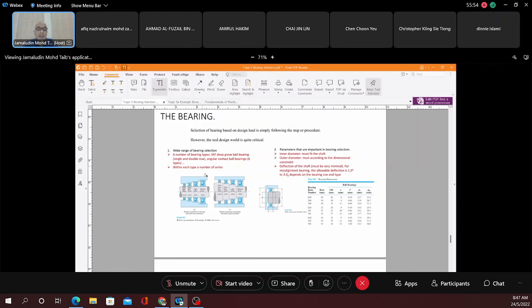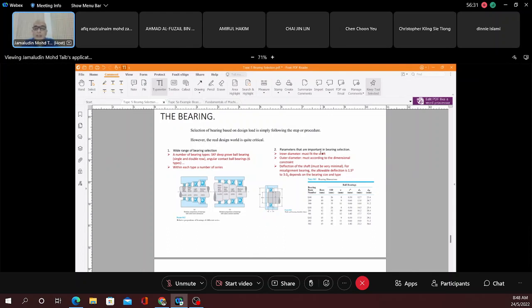Apart from that, for each type, there are 4 series numbers. That means there are various solutions you can choose. One thing that is very important: there are so many types and so much variety. Not to worry, because our catalog is very limited. If you go for SKF, you can find a better catalog and a wider range of solutions. That is what you have to consider when selecting a bearing.